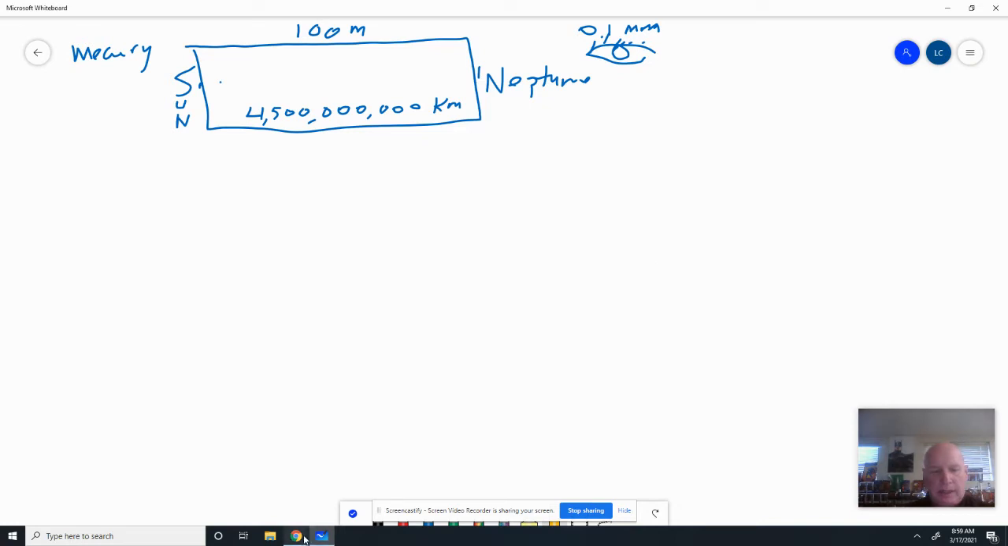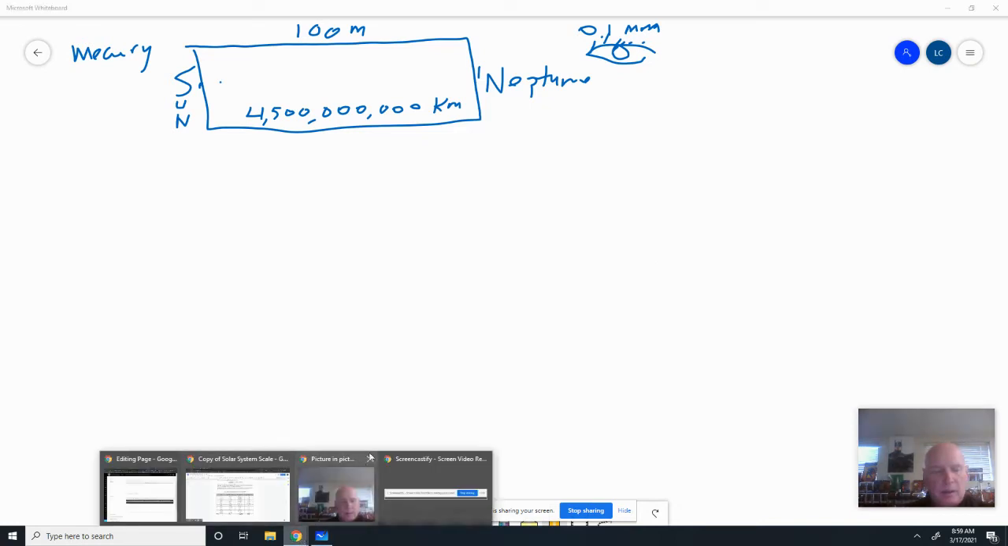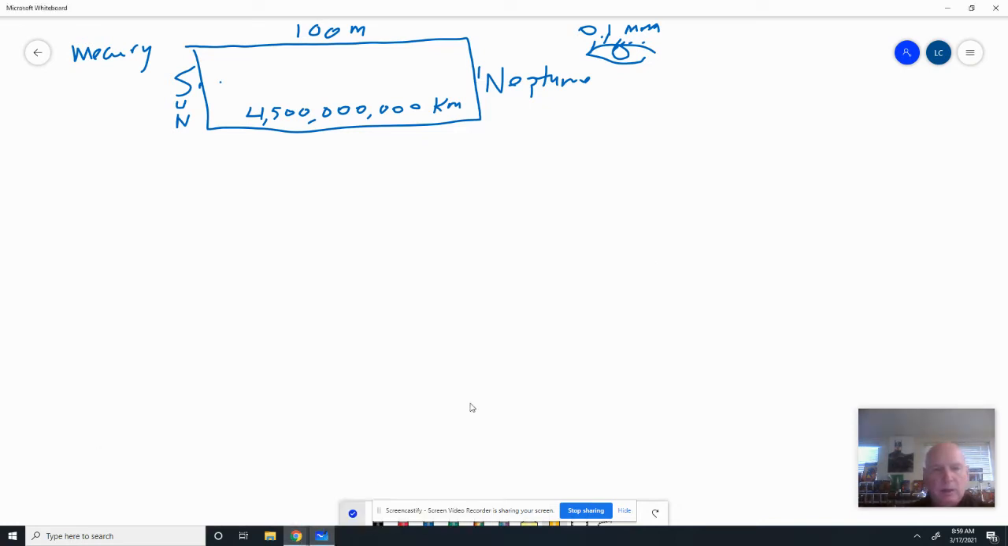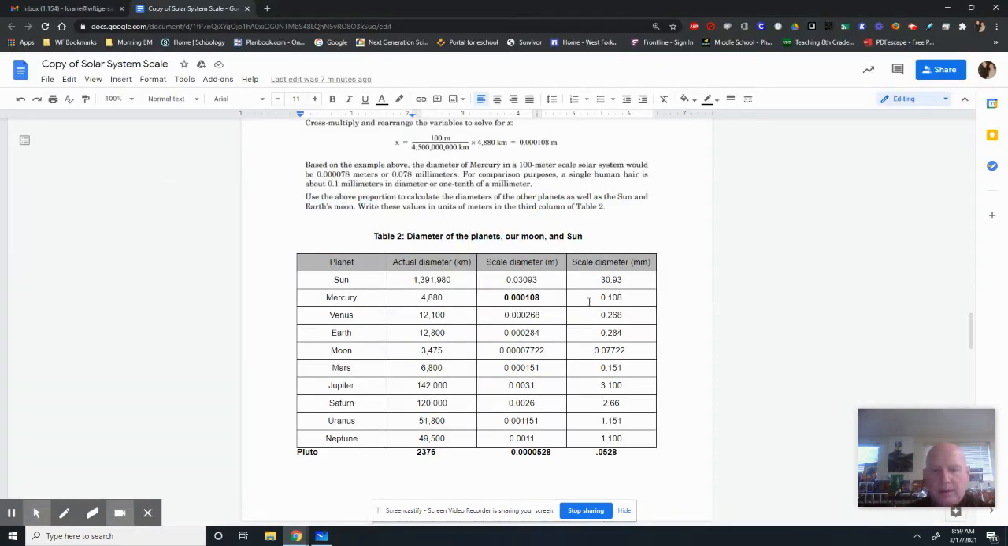then when I look over at our assignment and I'm looking at all of these, there are certain planets that I can see and certain planets that I cannot. So if 0.1 is what I can see with the naked eye without magnification, then 30 is obviously bigger than 0.1. 0.1 would be like this right here.